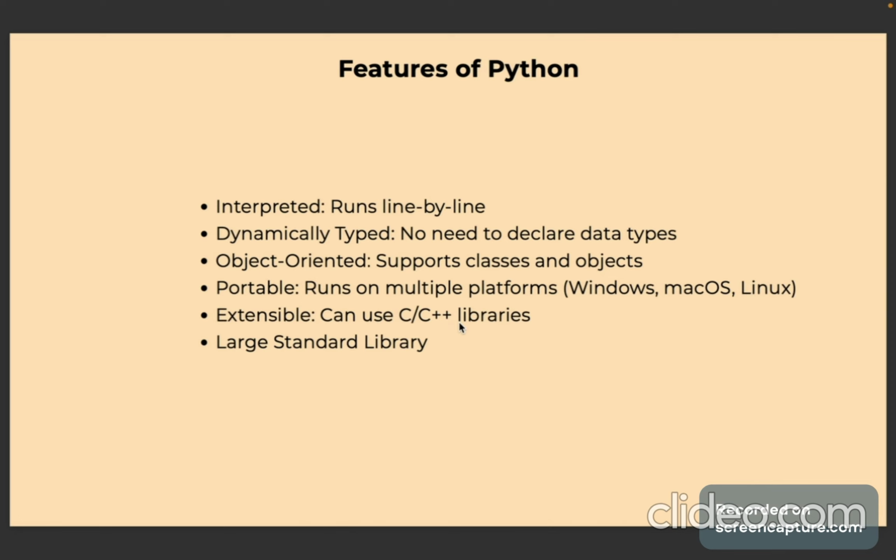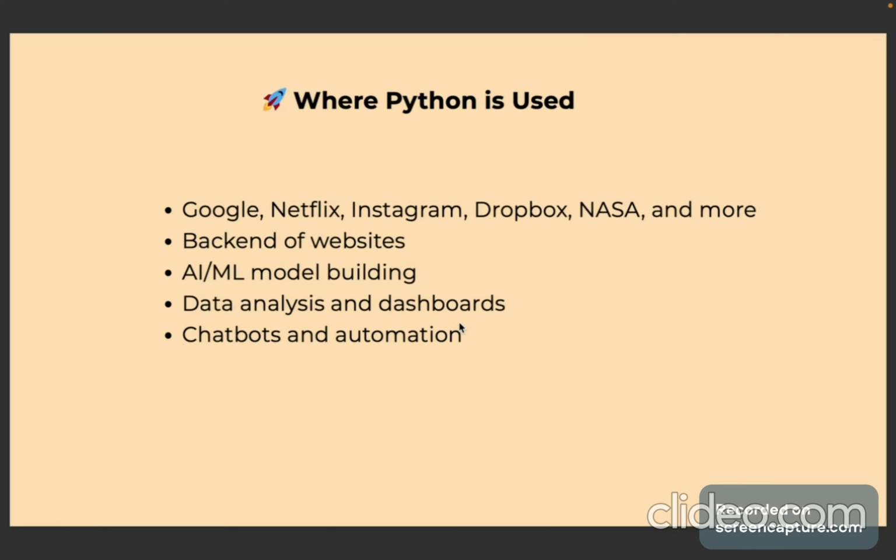Portable means it runs on multiple platforms like Windows, Mac OS, Linux, right? Extensible: it can use C, C++ libraries, and Python has a large standard library, right? So where is Python used? Python is used in Google, Netflix, Instagram, Dropbox, NASA, and many more MNC companies.